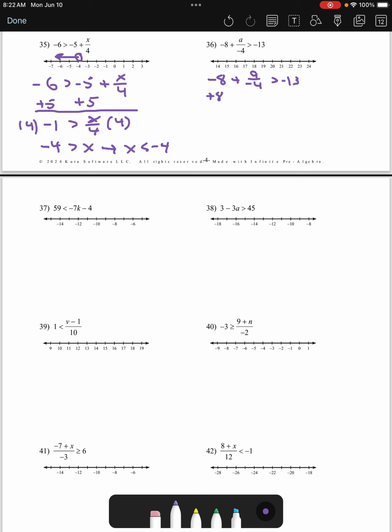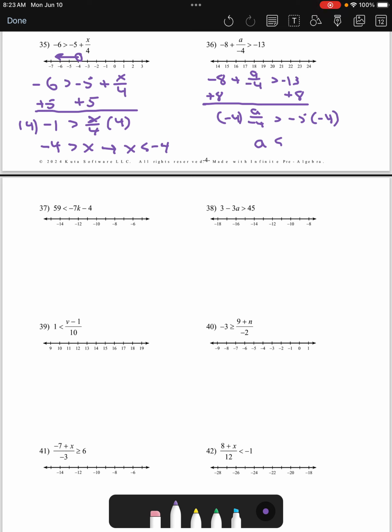In number 36, we have negative 8 plus a over negative 4 is greater than negative 13. Step 1, add 8 to both sides so that we get a over negative 4 is greater than negative 5. Now we have to undo the division, so we're going to multiply both sides by negative 4.